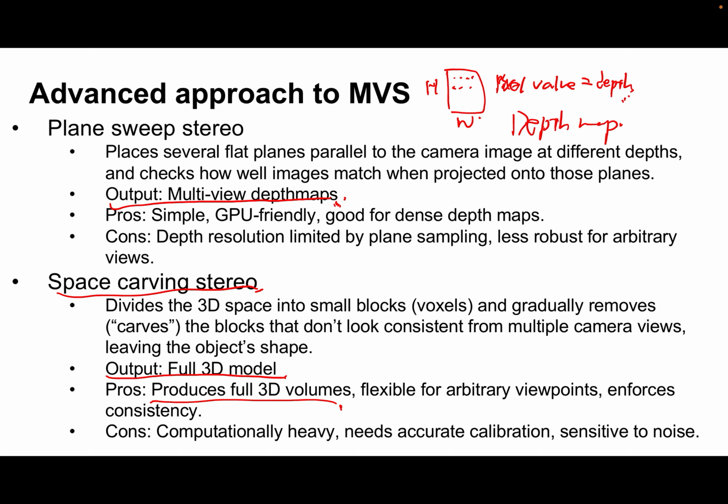The output of space carving stereo is a full 3D volume, flexible for arbitrary viewpoints, and it enforces consistency. But the drawback is that it is computationally heavy, and accurate calibration is needed and it is sensitive to noise. So there are two advanced approaches to multiview stereo. The first one is plane sweep stereo, whose output is multiview depth maps, and the second approach is space carving stereo, whose output is a full 3D model. We will study them one by one.